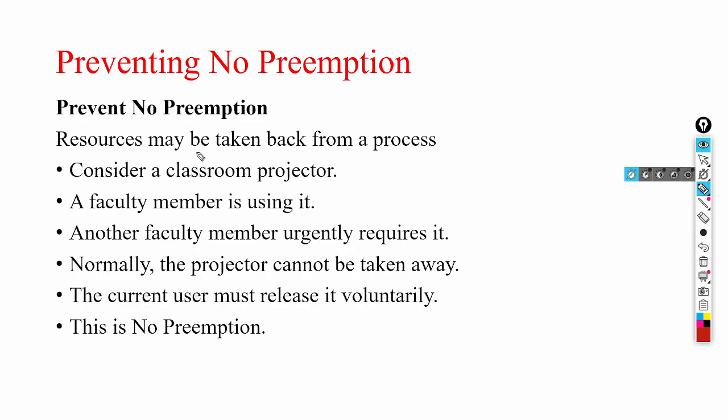So we'll see one example. Consider there is one classroom projector. One faculty member is using that classroom projector. Another faculty member urgently requires this projector. Normally the projector cannot be taken away until the current user finishes. So this is no preemption. Here in deadlock prevention, the resources may be reclaimed when necessary to avoid resource blocking.